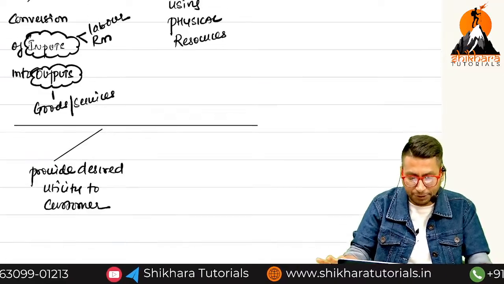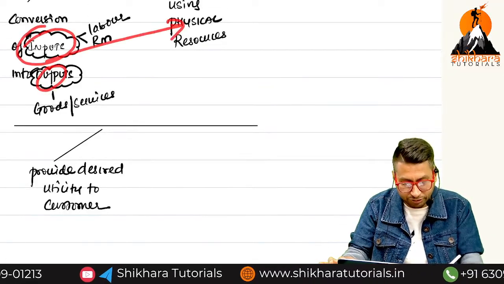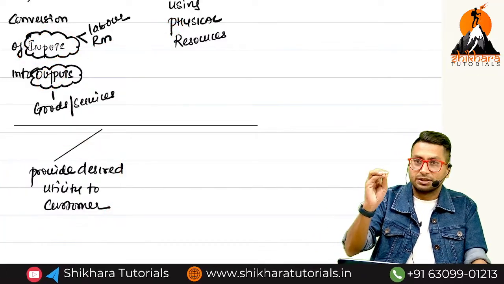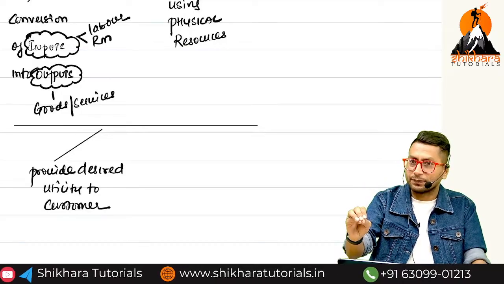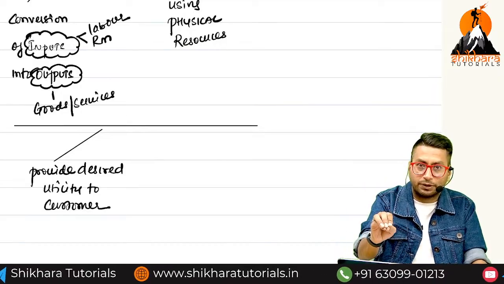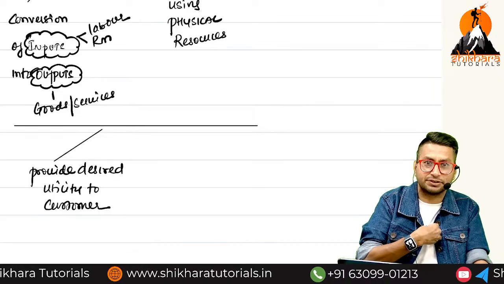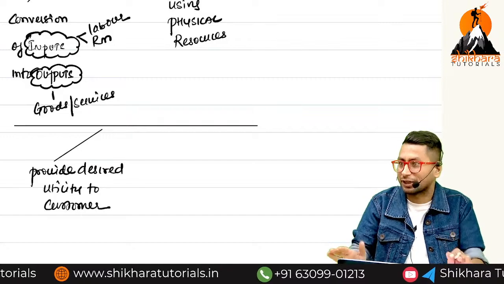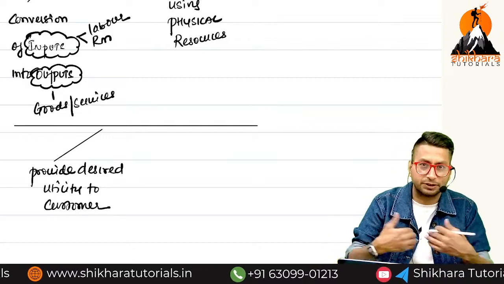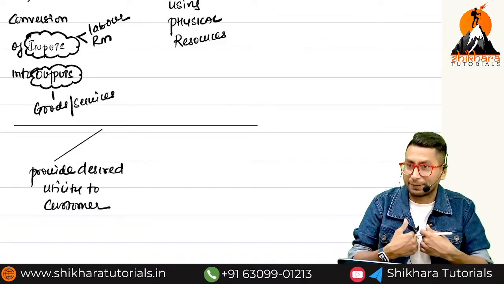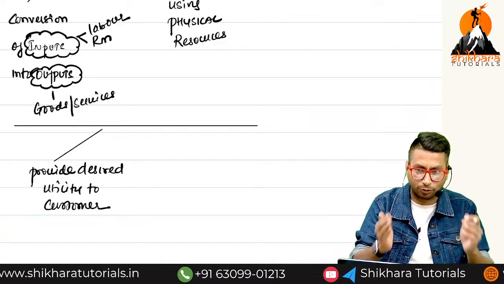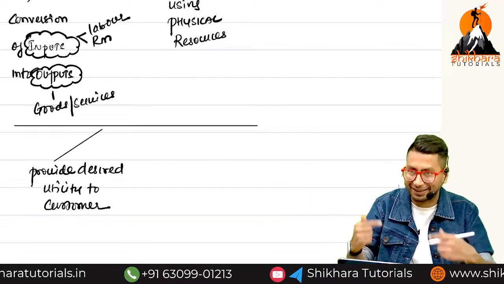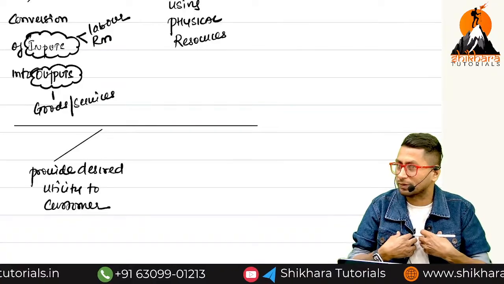What is the main objective of converting inputs to outputs using resources? To provide utility or satisfaction to customers. See, every customer has a problem, right? When a customer has a problem, only then will they purchase my product or service. Problem doesn't mean something negative. Example, my problem is that I want to send a courier from India to the US or Australia. Can I send it directly? That is my problem.